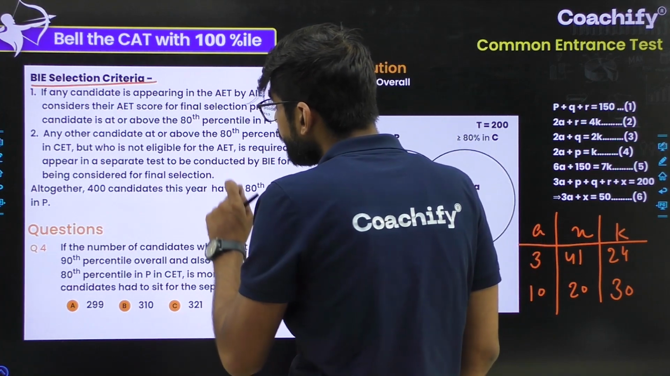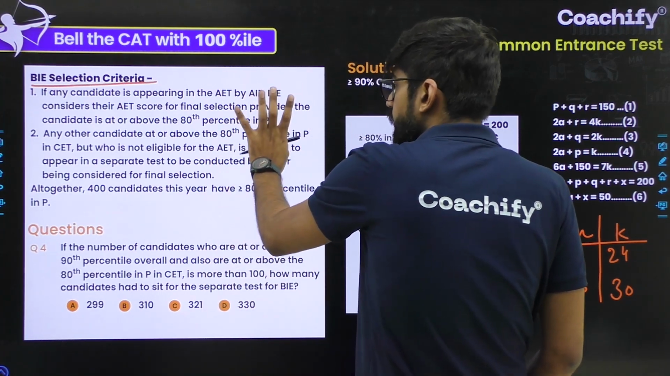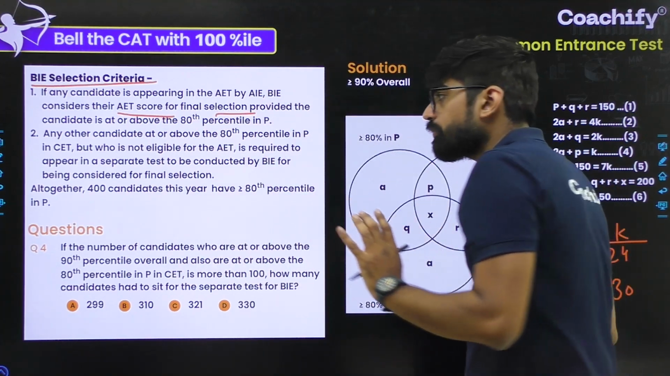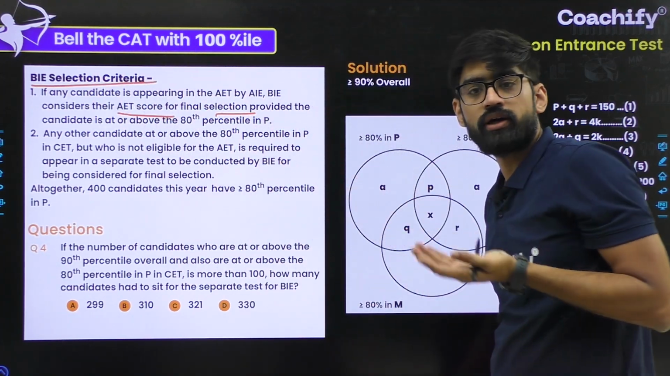This says that if any candidate is appearing in the AET by AIE, BIE considers their AET score for final selection. Very nice.